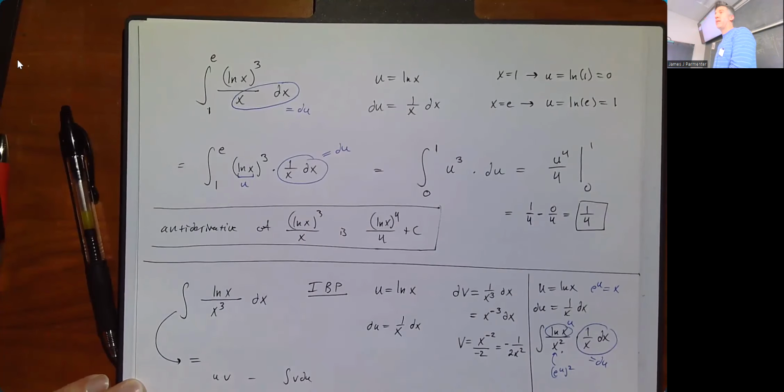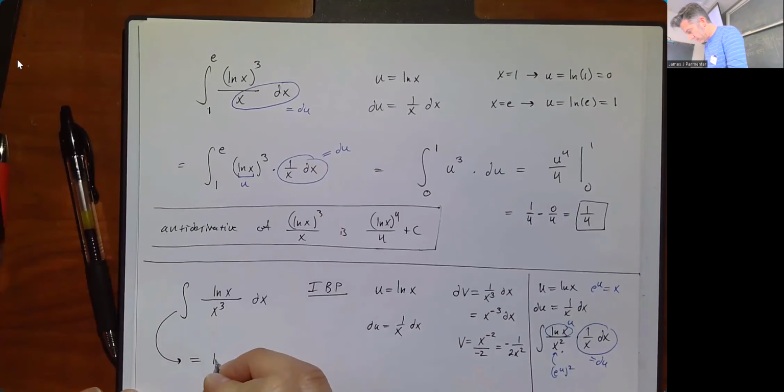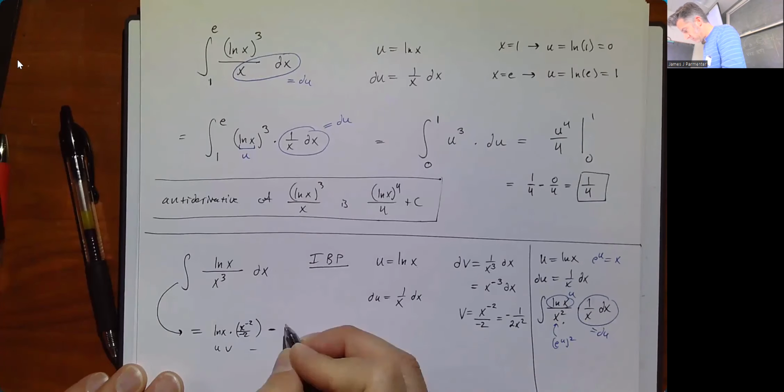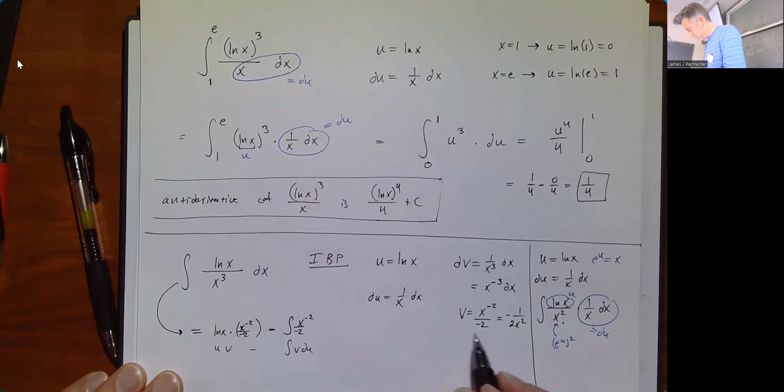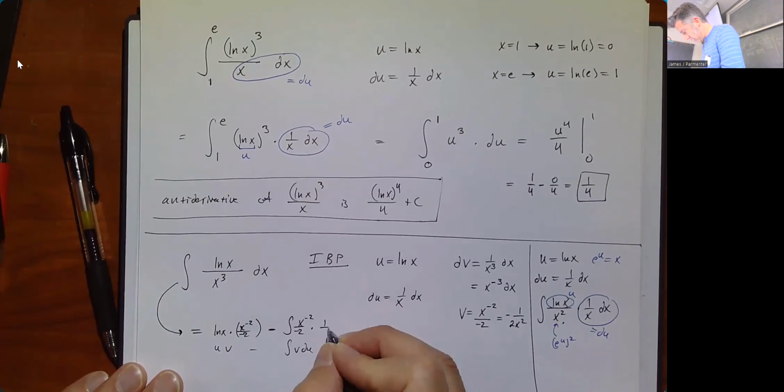You're not actually going to write that. I mean, you can underneath, but you're actually just writing the things you have found u and v and du equal to. So u is the natural log of x. v is our x to the negative second over negative 2. And then minus the integral of v again, x to the negative second over negative 2, du is 1 over x times dx.